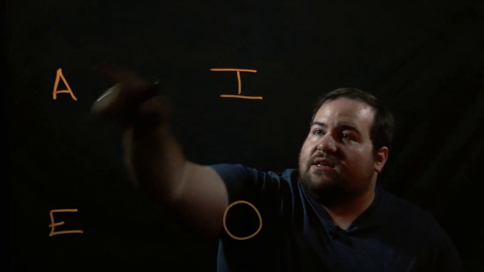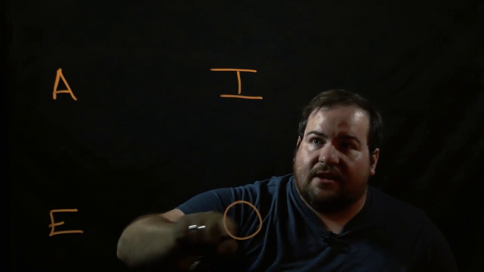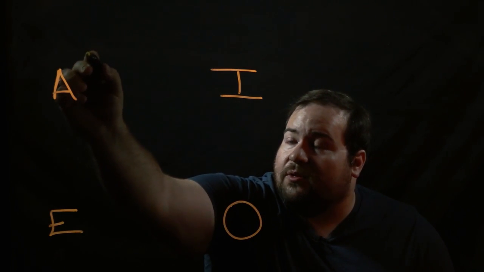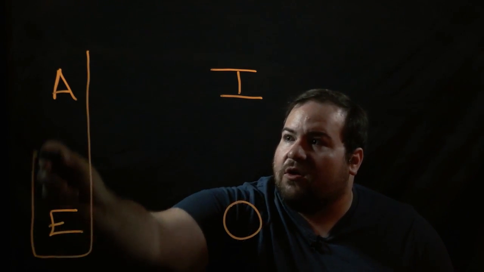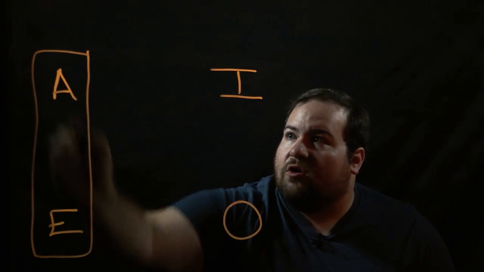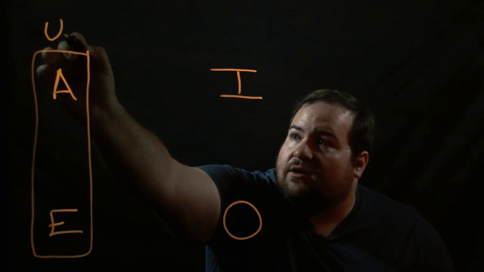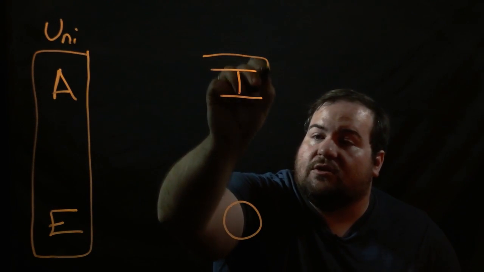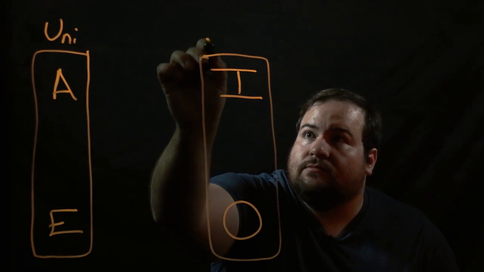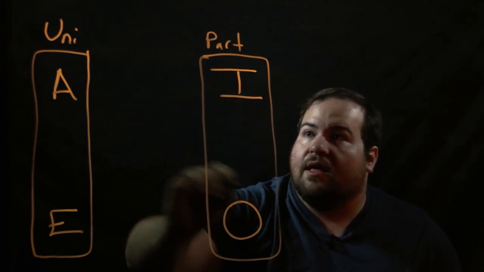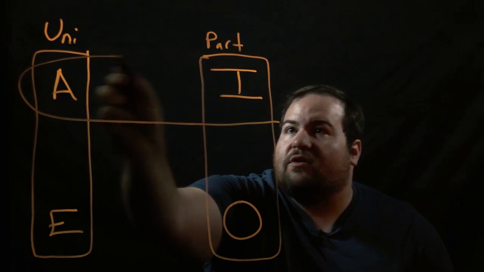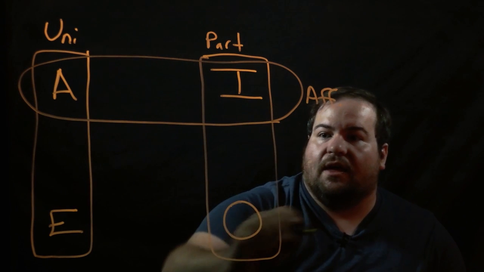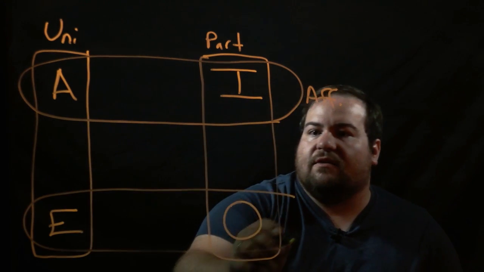Now, with these four letters, we can then determine a great deal about the relationship between them. So for example, these right here, these are universal. So in terms of quantity, they are universal. And these are particular. But these across here like this, these are affirmative in terms of quality. And these are negative.